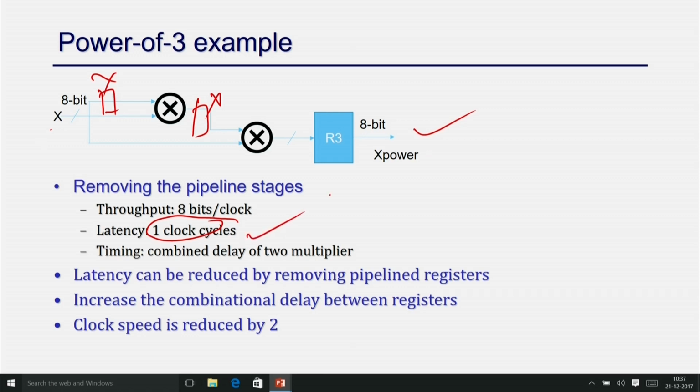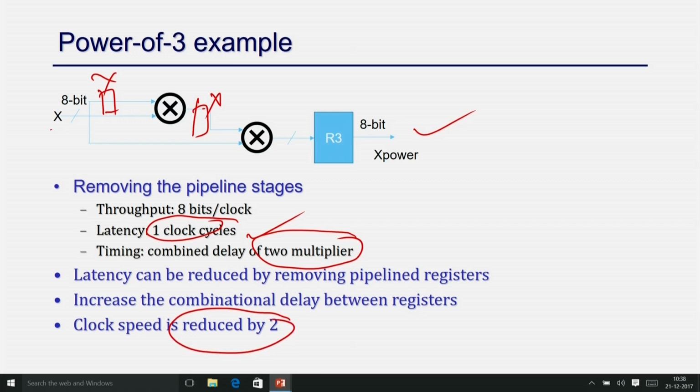But your combinational delay is increased now, with 2 multipliers. Earlier it was only one multiplier because there were pipeline stages here. Now I have 2 multipliers in a path, which decreases your timing by a factor of 2. Earlier, if you were achieving 100 megahertz, you are now going to achieve 50 megahertz, because there are now 2 multipliers in series, and a multiplier is usually a very complex design. So, your clock frequency will be reduced by half, right. So, this is something that is going to happen.